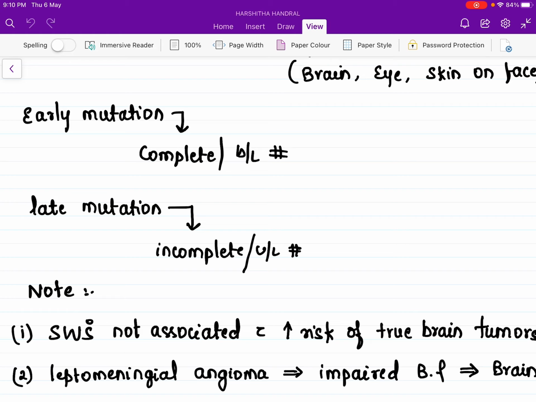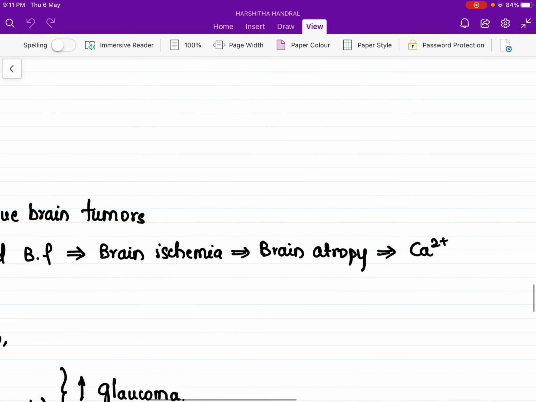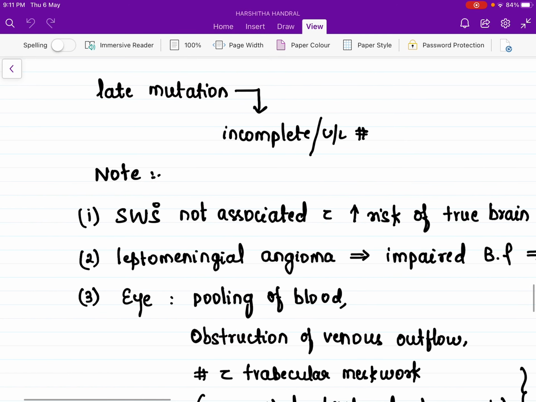Sturge-Weber syndrome is a congenital one. However, the good point is it is not associated with an increased risk of true brain tumors. However, this leptomeningeal angioma which is formed can impair the blood flow. So there can be brain ischemia, following which there can be brain atrophy, and calcium deposits can occur.